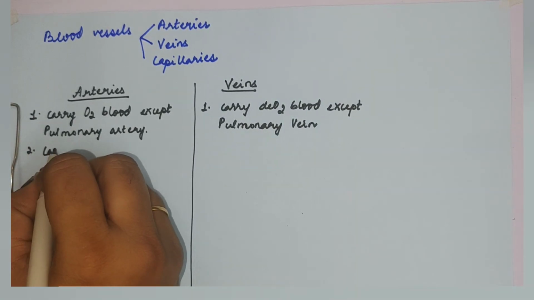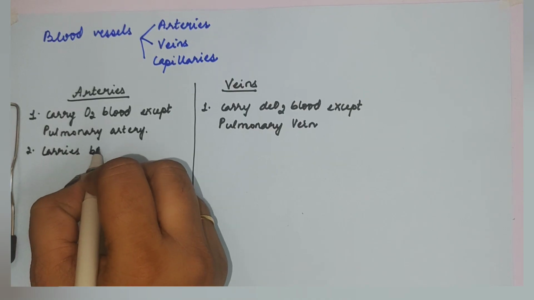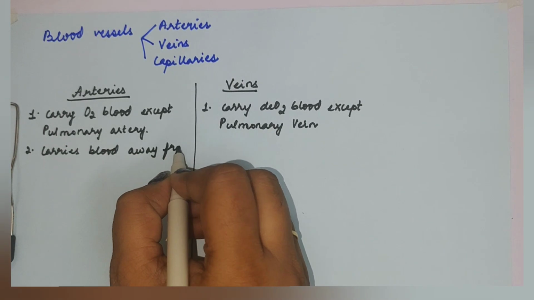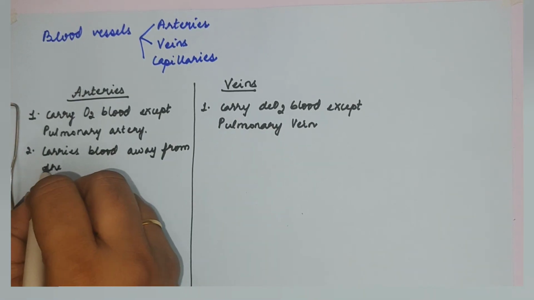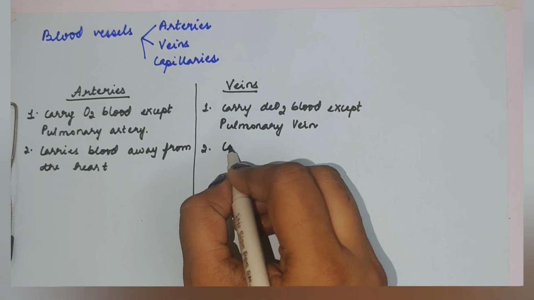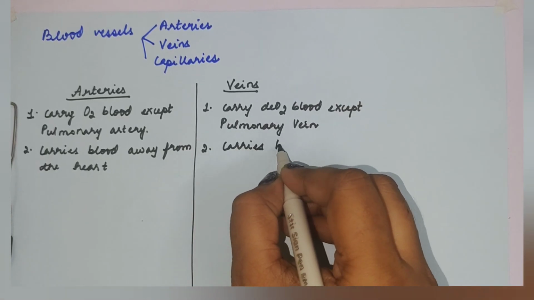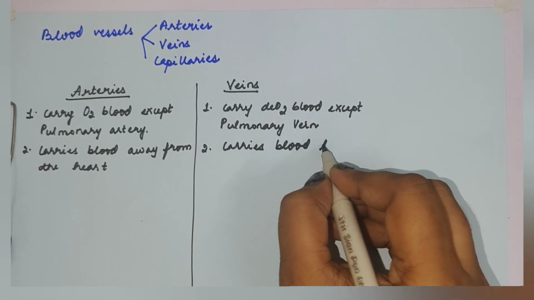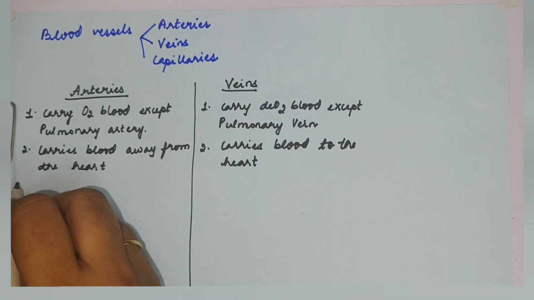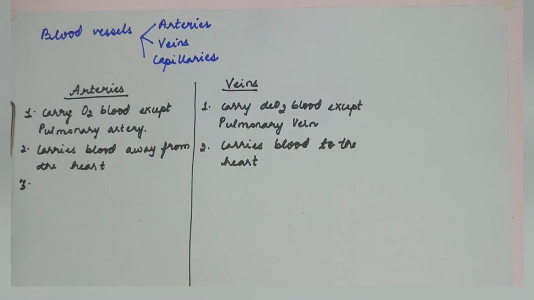The second difference is that the arteries carry blood away from the heart, whereas the veins carry blood to the heart. Means those vessels which carry blood away from the heart to the body, they are known as arteries, whereas the blood vessels which bring blood to the heart are known as veins.